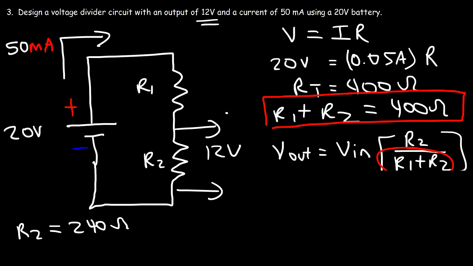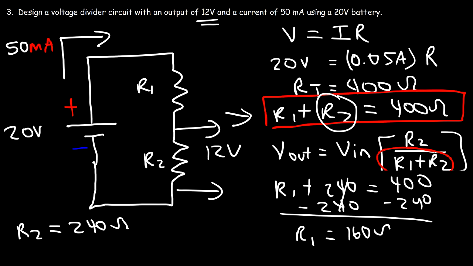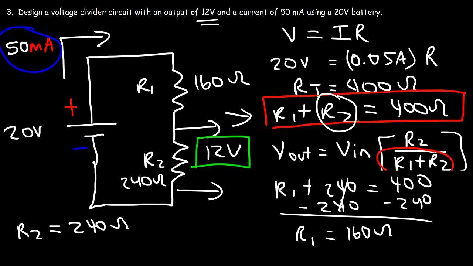So now I can use this equation to calculate R1. So I'm going to replace R2 with 240. So it's R1 plus 240 is equal to 400. Now I need to subtract both sides by 240. So R1 is 400 minus 240, so that's 160. So this is 160 ohms, and if this is 240 ohms, then the voltage across R2 will be 12 volts, and the current will be 50 milliamps in the circuit.